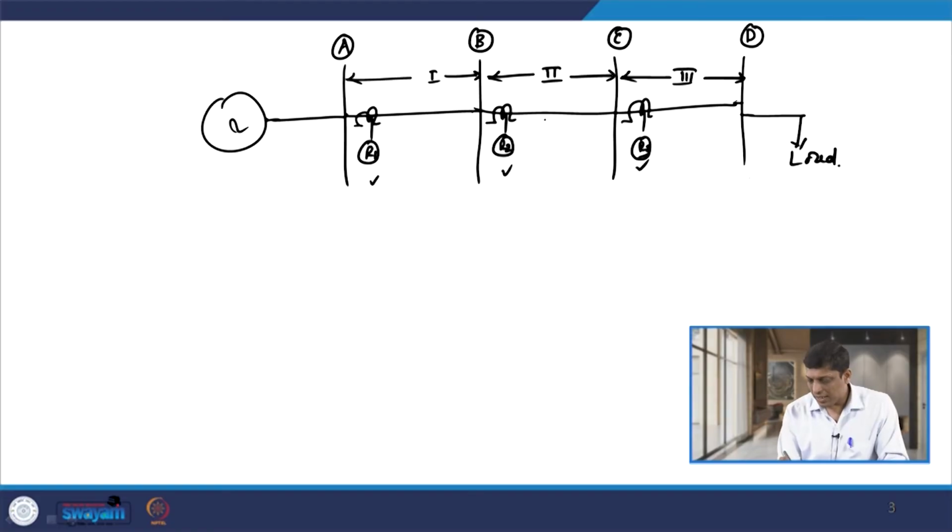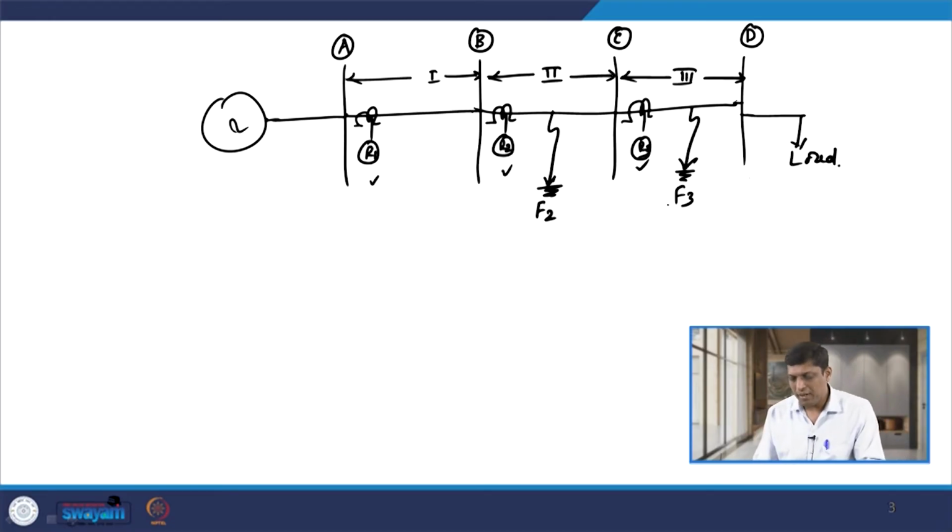That means, considering these 3 line sections, if any fault occurs in section 2, let us say F2, then relay R2 has to operate, and the other 2 relays R1 and R3 do not operate. If any fault occurs in section 3, say F3, then relay R3 has to operate as the primary relay, and the other 2 relays R1 and R2 do not operate. In the same way, if any fault occurs in line section 1, say F1, then relay R1 has to operate, and the other 2 relays R2 and R3 should not operate, because if they operate, that is against the selectivity requirement of the protection system.